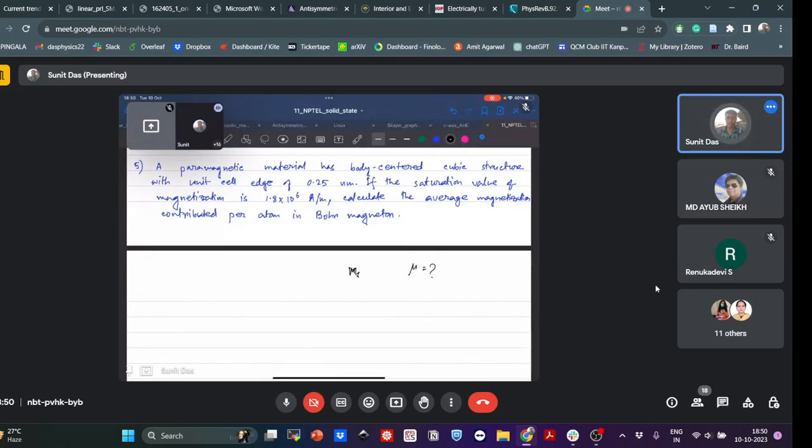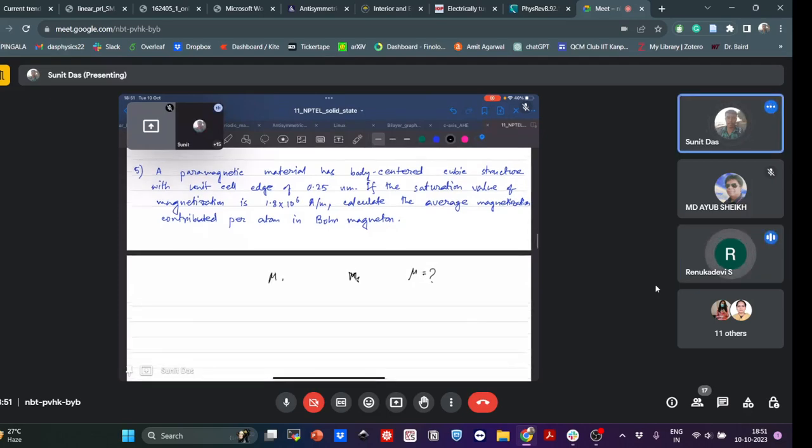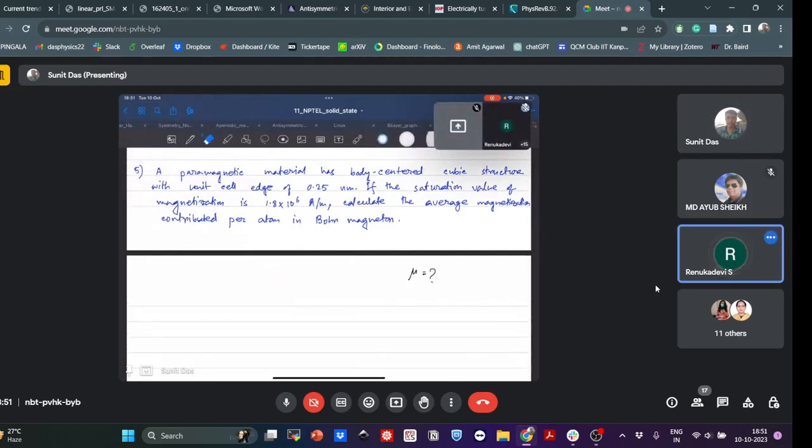So anybody have any clue how do we solve this problem? So we need to find the average magnetization. I think we need the n value first, sir, and then substitute in the formula. Ms is given. BCC structure, right. The a value is only given, sir. Now the saturation value of magnetization is 1.6, sorry, 1.8 into 10 to the power 6, right? Yes, sir.